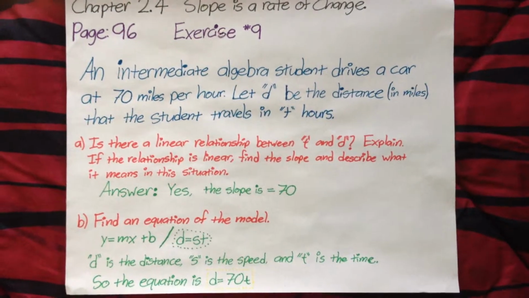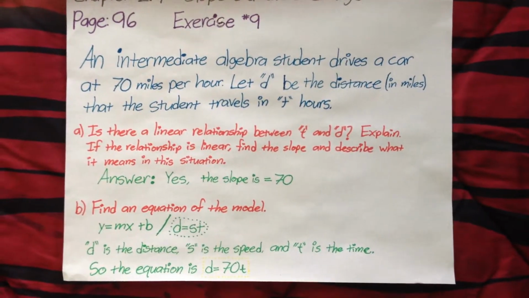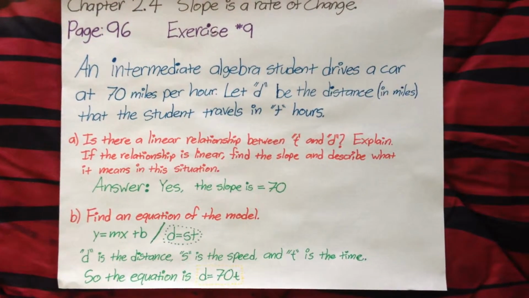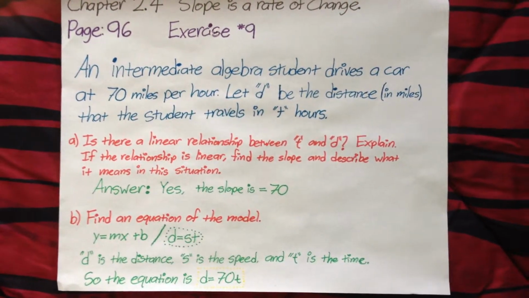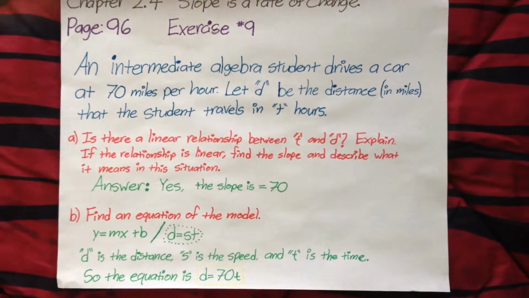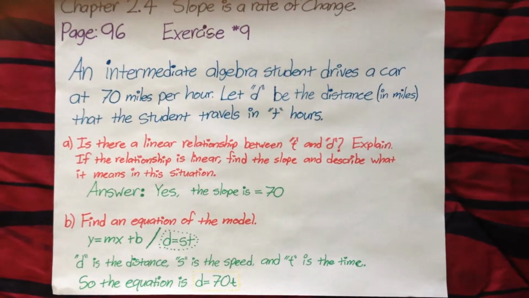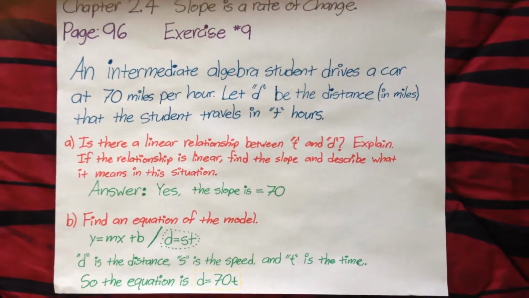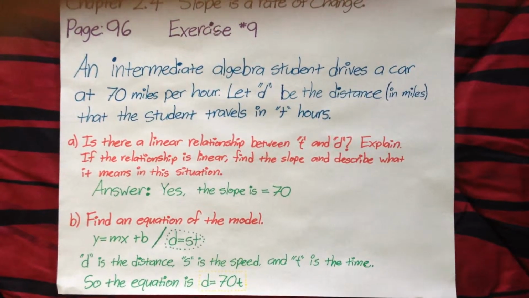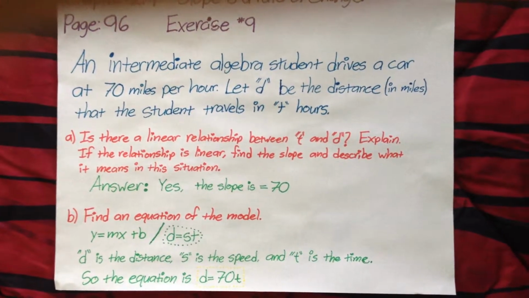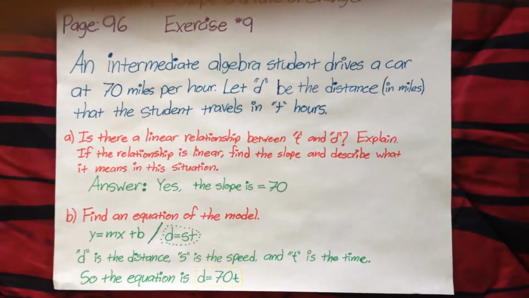So when the question says, is there a linear relationship between T and D? Explain. If the relationship is linear, find the slope and describe what it means in this situation. Well, yes, there is a linear relationship between T and D because D depends on T. And since there is a constant speed between both of them, there is a linear relationship.